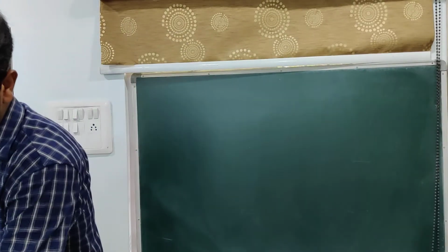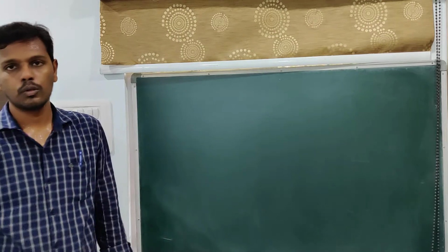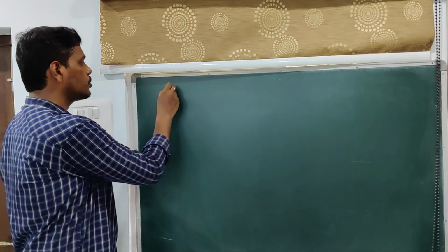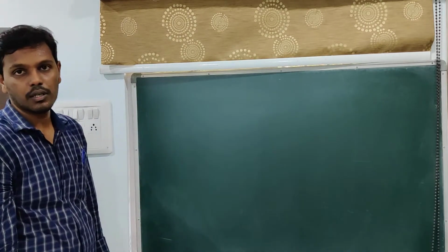So I have already posted some problems in the worksheet. I will be discussing some of them and I will leave some problems for your homework. Now look into the first one, root 2. So the aim of the problem is to prove root 2 as irrational.